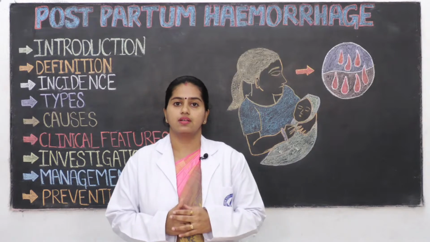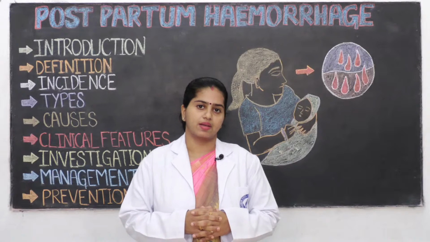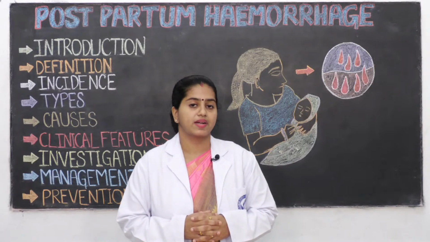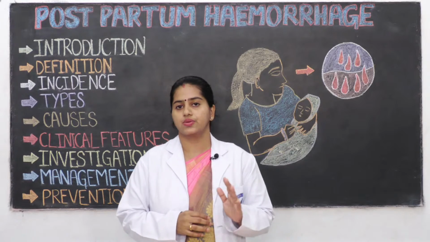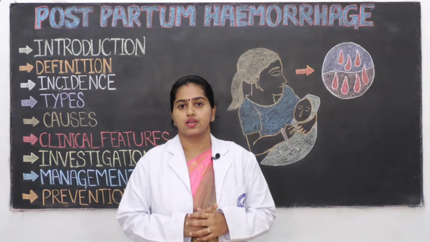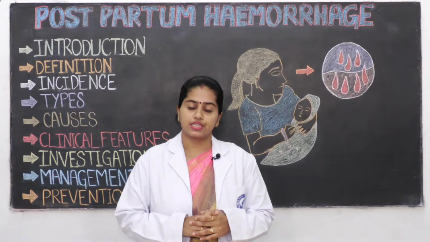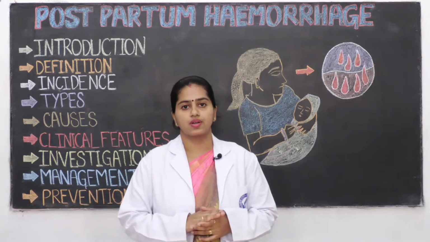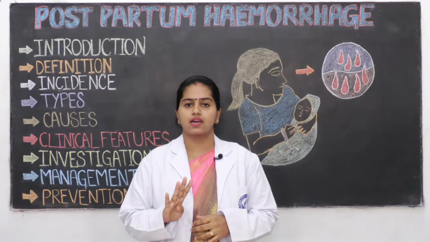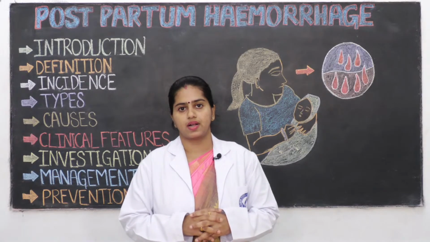Now let us discuss the causes of postpartum hemorrhage. For the causes, you can remember mainly the 4 T's. The first is tonicity of the uterus. The second is tissues. The third is trauma. And the fourth is thrombin. These are the 4 T's you can remember as the causes of postpartum hemorrhage.